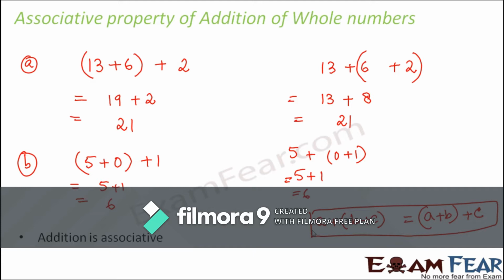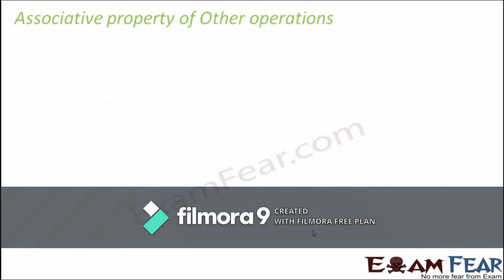So this means this is a kind of association between the three whole numbers. This is a kind of association between the two addition operations. Whether you perform the addition of the first two numbers first or the last two numbers first, the result will remain the same. And that is why we say addition is associative. In a similar way, for associative property also we will look at the other operations.